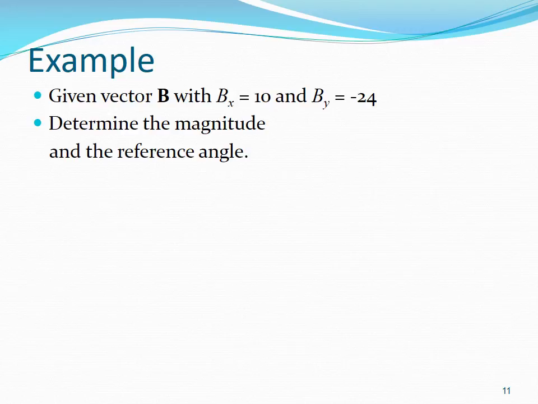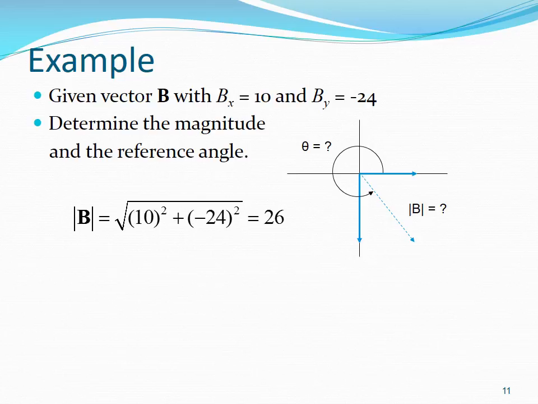As an example, we have a vector b with components b sub x equal 10 units and b sub y equal minus 24 units. What is the magnitude and direction of vector b? Since b sub x is positive and b sub y is negative, the vector lies in the fourth quadrant. We draw the vector. The magnitude is the square root of 10 squared plus minus 24 squared, which gives us a magnitude of 26 units.